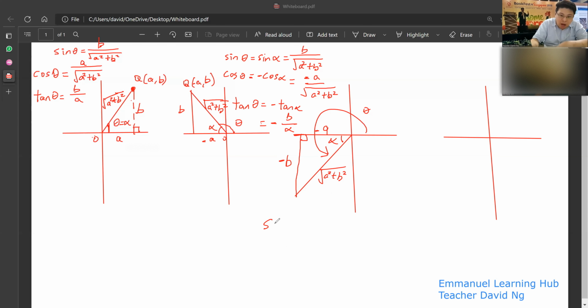So sine alpha, or in this case, sine theta. Sine theta is negative sine alpha. Cosine theta is negative cosine alpha, because third quadrant. Tangent theta is what? Tangent alpha. We got third quadrant, and in the third quadrant tangent is positive.